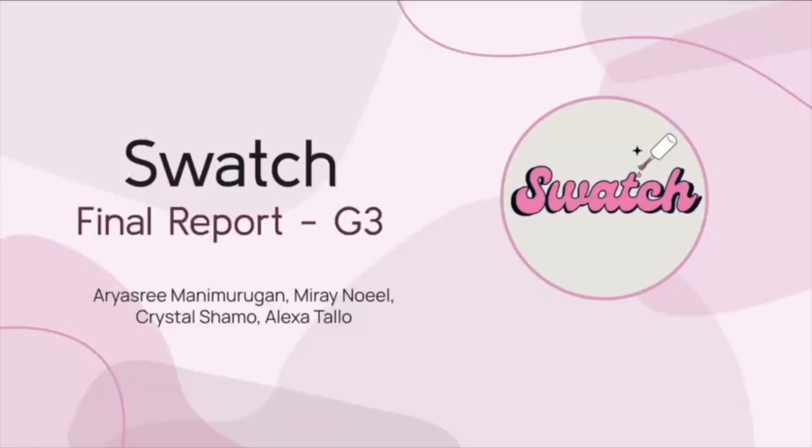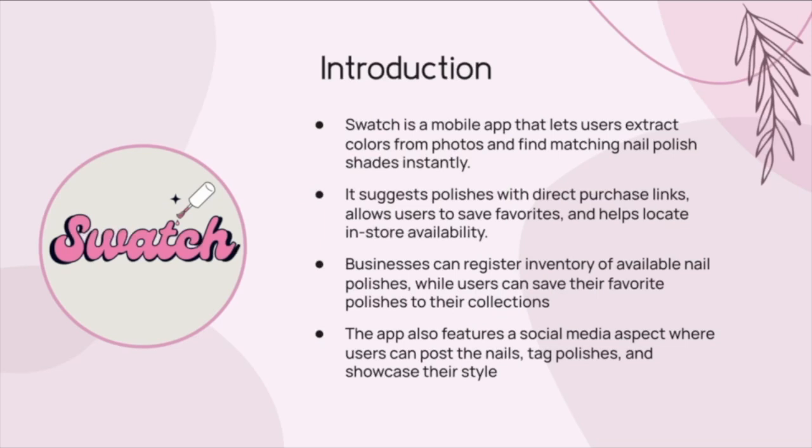This is our final report presentation for our application Swatch. Swatch is a mobile app that lets users extract colors from photos and find corresponding nail polish shades instantly. It suggests nail polishes with direct purchase links and allows users to save their favorite nail polishes into collections. Businesses can register an inventory of available nail polishes while users can view the in-store availability.